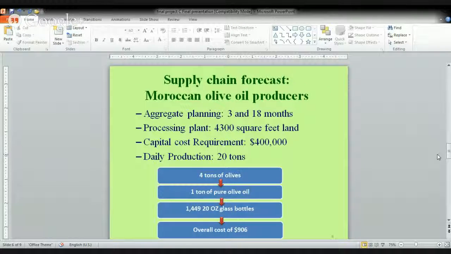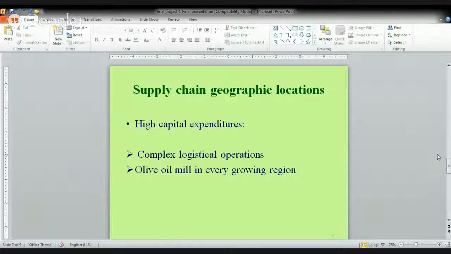Now we're going to talk about the geographic location of the supply chain. First, in general, geographic diversification requires transporting olives from different regions, because olives need to be pressed in less than 48 hours after collection. Complex logistical operations are necessary and the quality risk increases. Thus, geographic diversification requires a factory location in every growing region and increases capital expenditure.